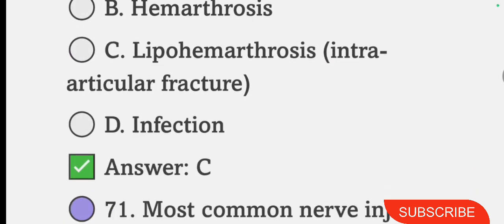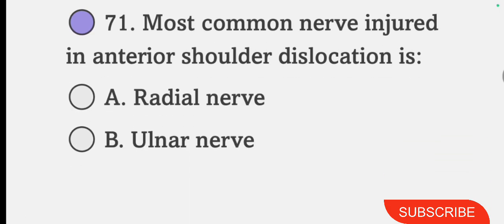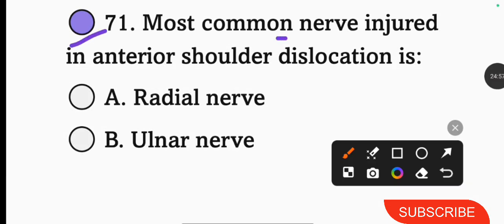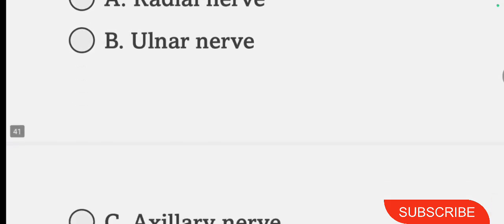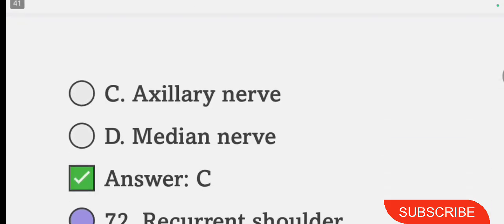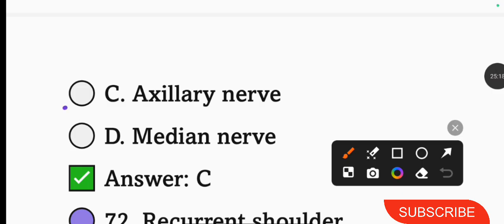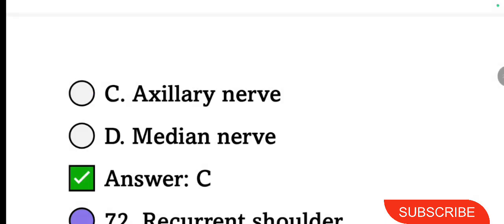Okay. Now come to question 71. Most common nerve injury in anterior shoulder dislocation. In anterior shoulder dislocation, the axillary nerve winds around the surgical neck of the humerus, right? So it is stretched in an anterior dislocation. So C option given is the correct option: axillary nerve. Okay, I think it is clear?